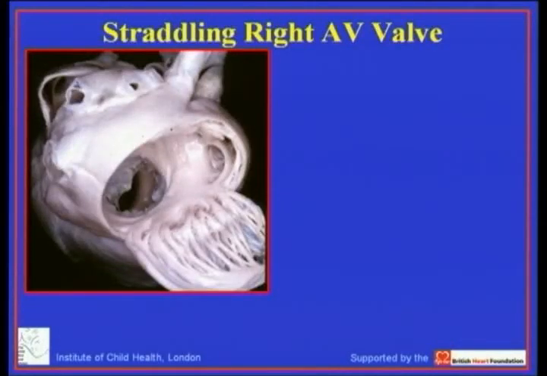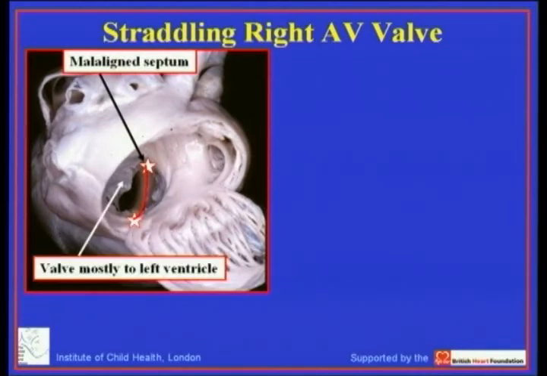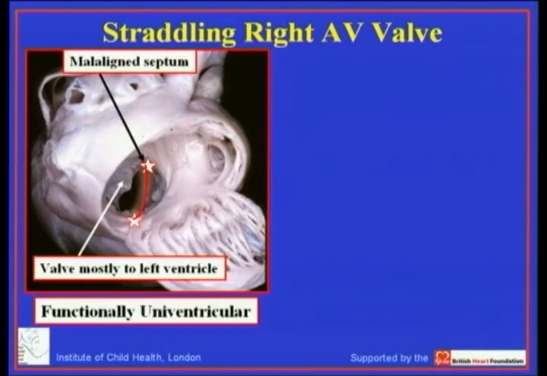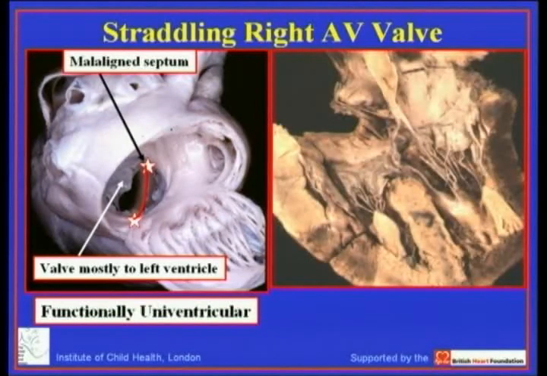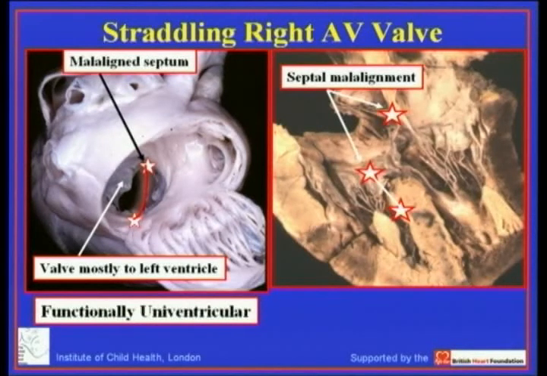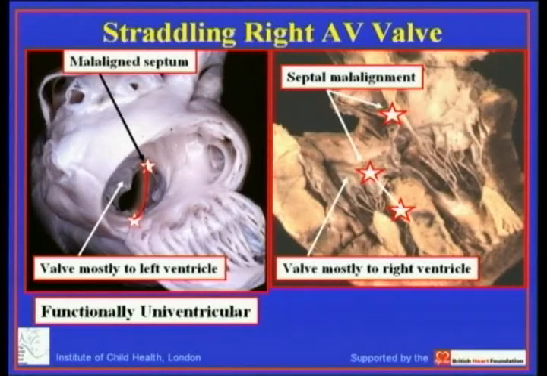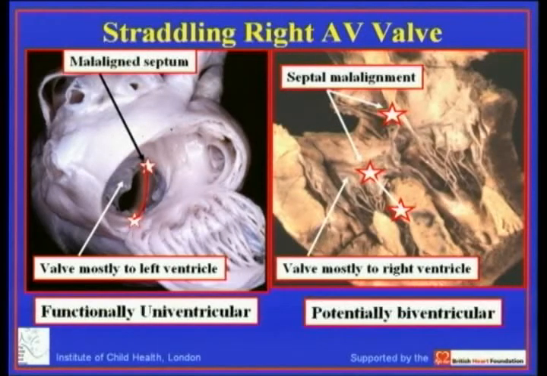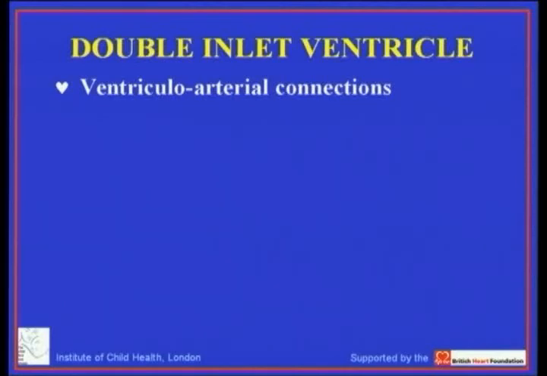Here is straddling of the right atrioventricular valve, in this instance with the larger part of the straddling valve going to the left ventricle, meaning we have a functionally univentricular arrangement. But as I have already emphasized to you, with straddling and overriding of the tricuspid valve and septal malalignment, we can have the situation in which the valve is committed mostly to the right ventricle, giving us potentially a biventricular arrangement, albeit that surgery to create such a biventricular arrangement is still remarkably difficult.